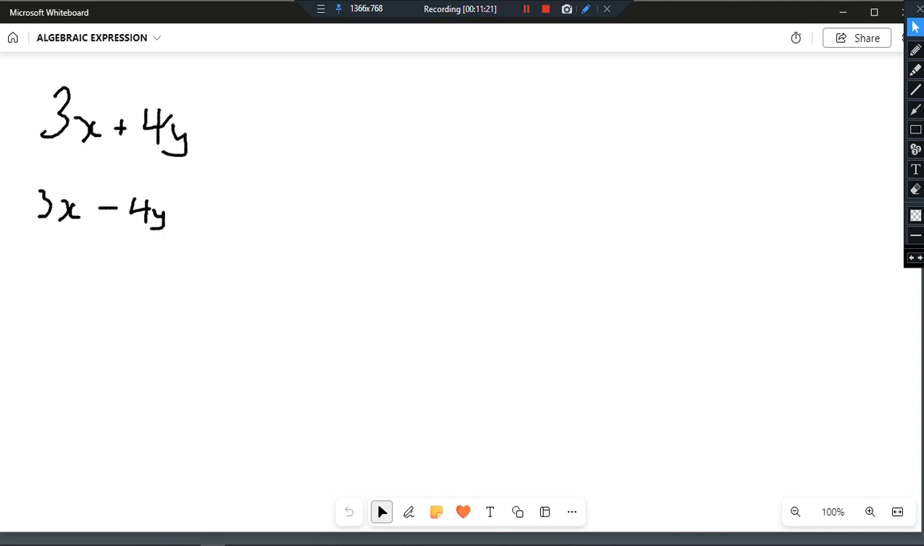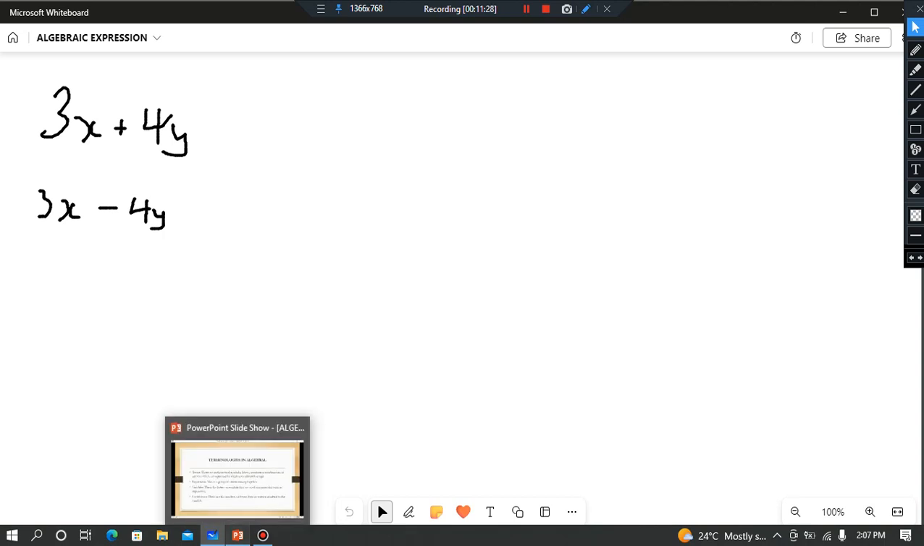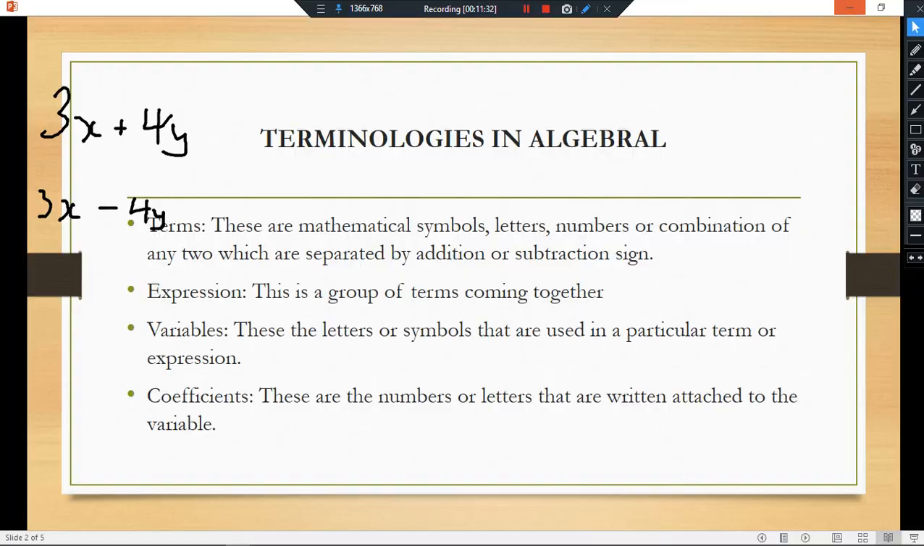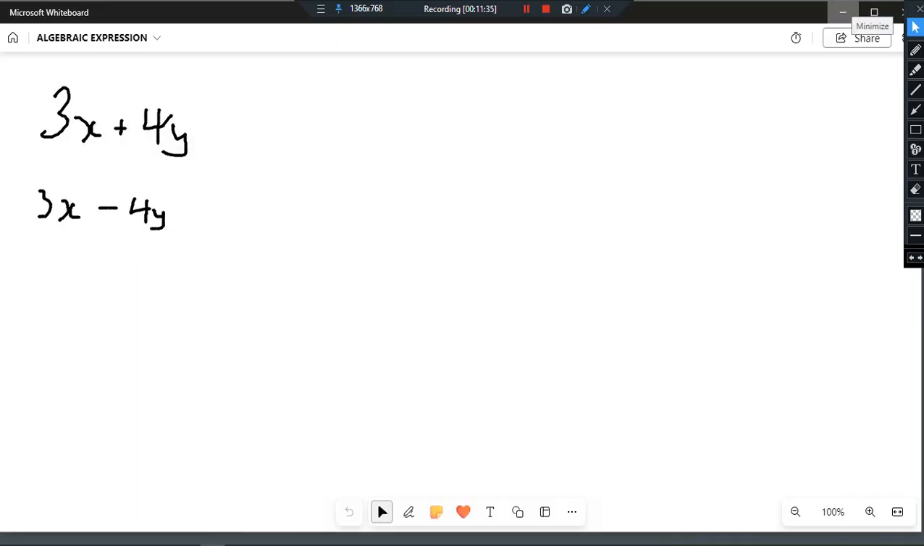Okay, so these are the little terminologies that we have in algebraic expression. Now let us move on to the next aspect of what we should understand before we can solve any questions related to algebra or algebraic expression. They are very, very easy. I can tell you they are very easy. Okay, so now let's move on.